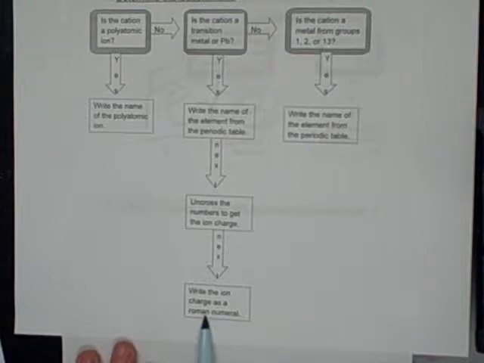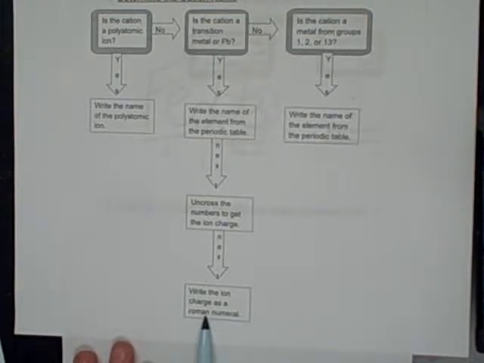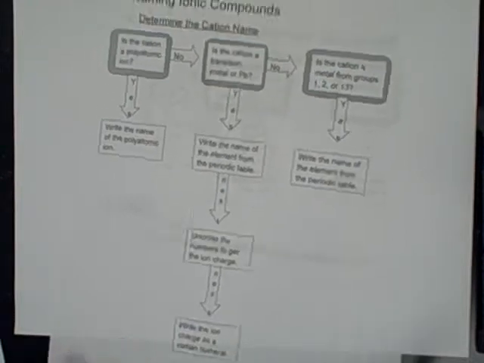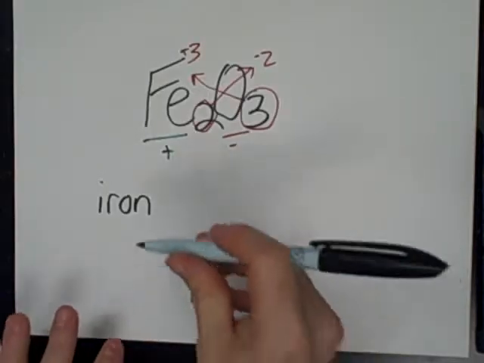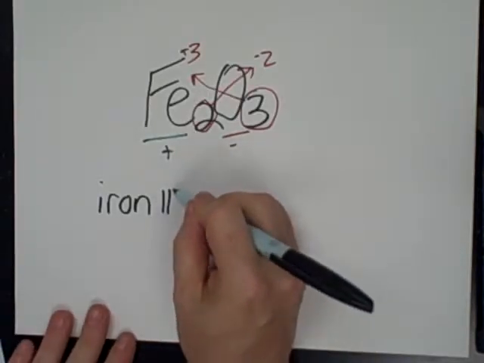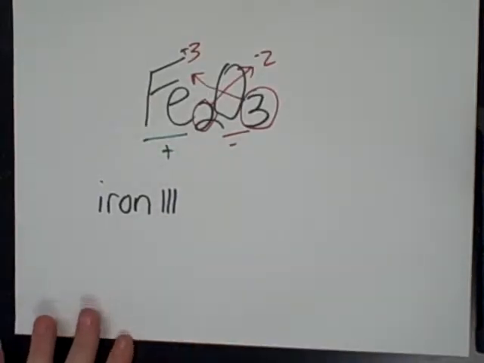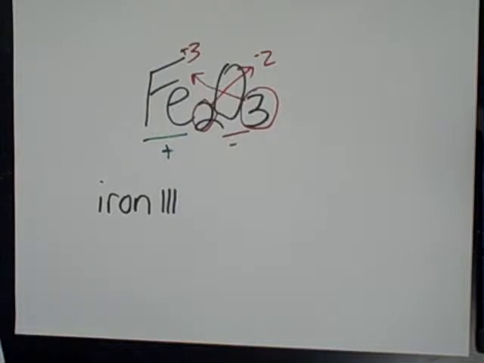So the next thing we do is to write the ion charge as a Roman numeral. And the Roman numeral for 3 is III. So if you have an ionic compound which has a transition metal or lead in it, then you're going to have a middle initial on your name, and that'll be the Roman numeral for the ion charge of the cation.